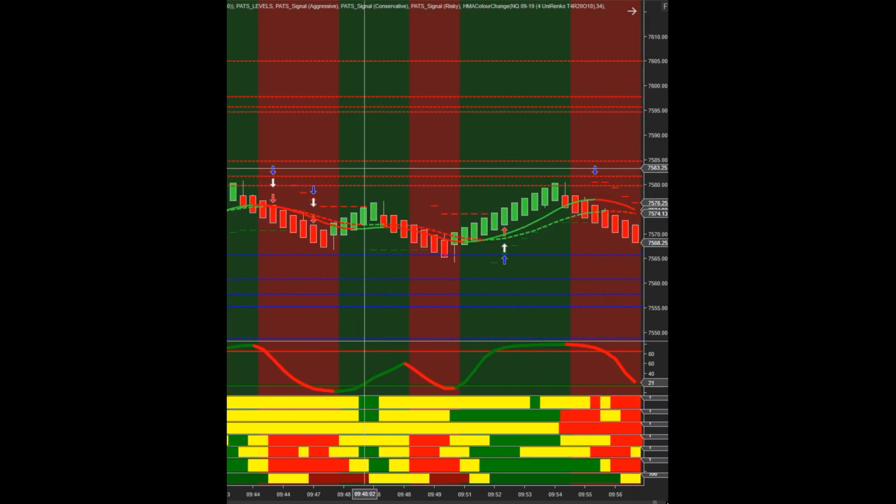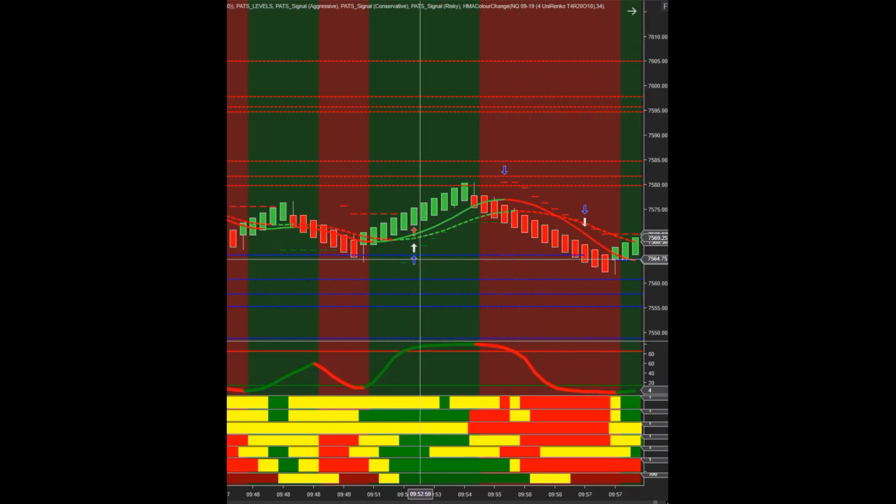So we're moving along, and this is what I'm looking for. I'm looking for the arrows, specifically the blue and white one, with the break of the two averages, background green, no resistance in front, the STC turning up, and then the heat maps.